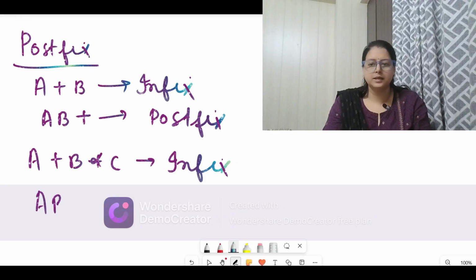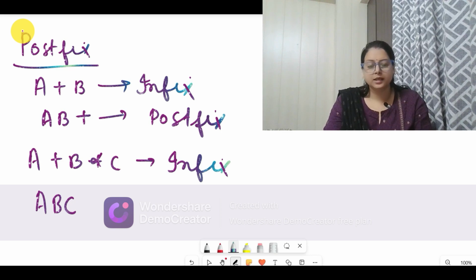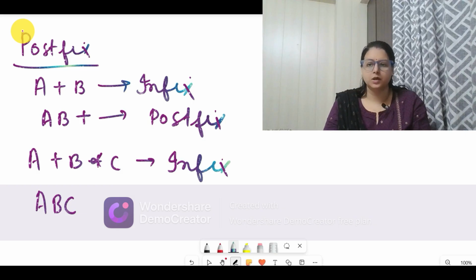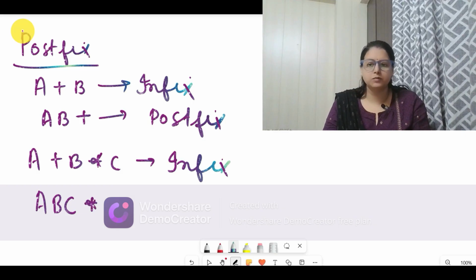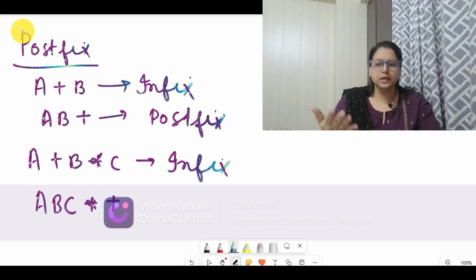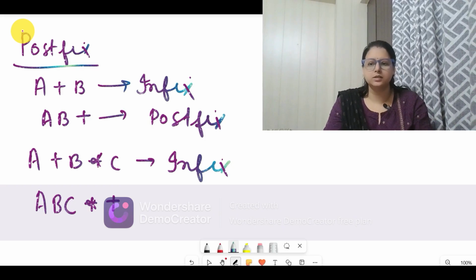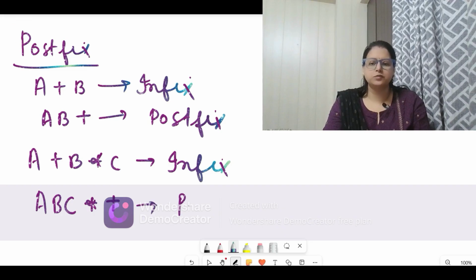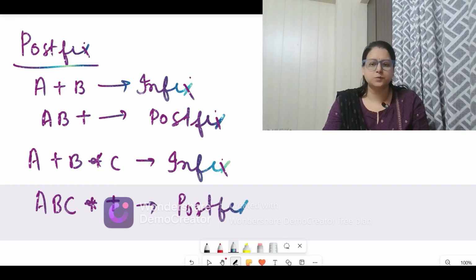First A, B and C all together will be written, because all the operators will be after them, and then the sequence in which the operations will be performed. First of all, we want multiplication, and then we want plus. This is how the expression will be evaluated. That is why we have written it this way: first multiplication and then plus. This is our postfix form of the same expression.